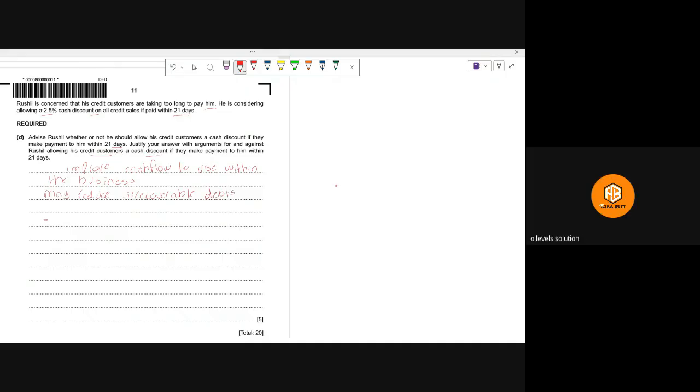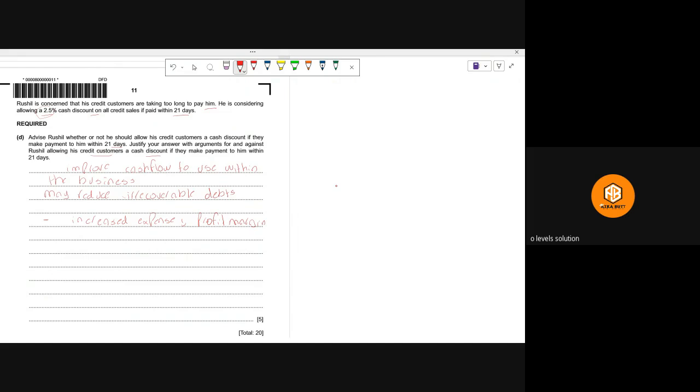But the disadvantage will be that since they will provide the cash discount, they will pay within 21 days. So this will be increasing expenses, because discount allowed is a part of expense, and decreasing the profit margins. Less cash will also be received because of the cash sale. Cash will be received, but the problem is that we are allowing the 2.5% cash discount.